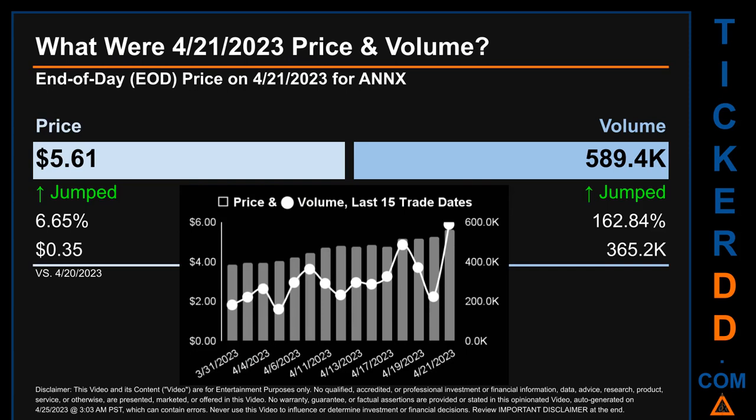The graph shows price and volume for the last 15 trade dates. Across a range of $1.76, the max and minimum end-of-day price were respectively 5.61 and 3.85. Volume saw a range of 428.3 thousand, from a day low of 161.1 thousand to a day high of 589.4 thousand.